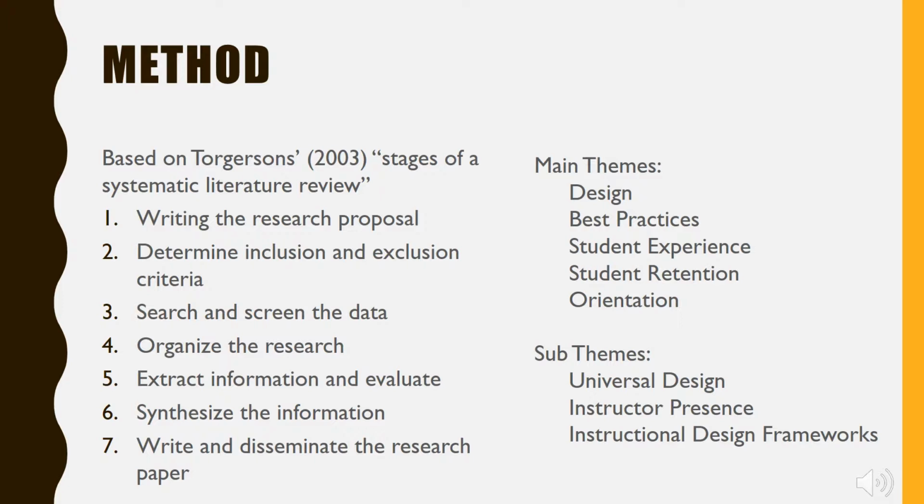I thoroughly read each piece of information. As I reviewed the material, I highlighted the important individual pieces of data within each bit of information and began to organize them into themes. I categorized each article with a main overarching theme and then identified other themes within. I used an Excel spreadsheet to identify the materials within each theme. There were 5 main themes that emerged: design, best practices, student experience, student retention, and orientation. And there were 3 sub-themes that emerged within this data: universal design, instructor presence, and instructional design frameworks.